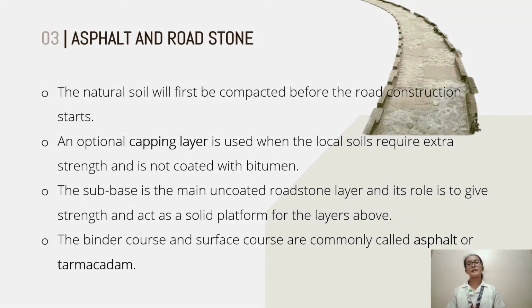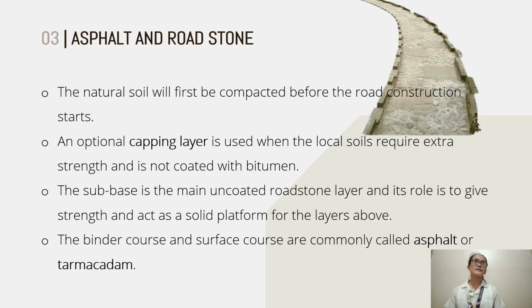Let's now proceed with the asphalt and road stones. Although some type of structure will require a specific or some variation in the material, it is useful to look at the basic structure of roads because they represent the bulk of aggregate used in this category. And let's start with the subgrade. Subgrade represents the natural soil, and the natural soil shall first be compacted before the construction of the road starts.